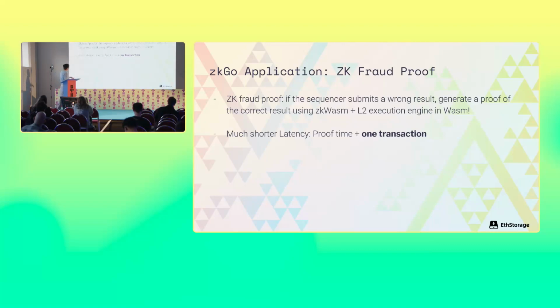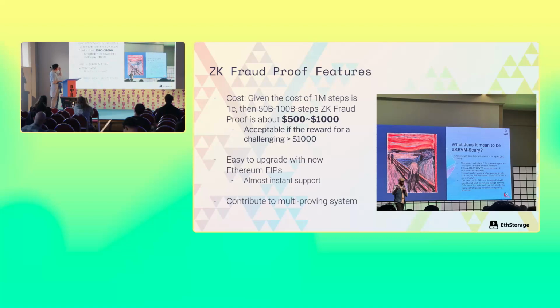The general goal is that we are able to have much shorter latency, just proof time plus a one-time transaction, and tell that, hey, there's something wrong with the off-chain execution, for any general purpose layer 2 Geth. And one feature I like most about the zk fraud proof is that it can be easily upgraded to support new Ethereum EIPs, for example, 7702, because it compiles any new changes from layer 1 to the layer 2, compiles into Wasm, and directly proves using zkVM technologies.